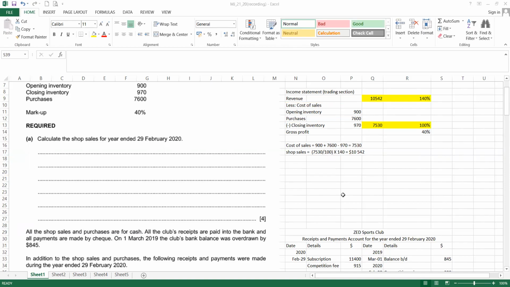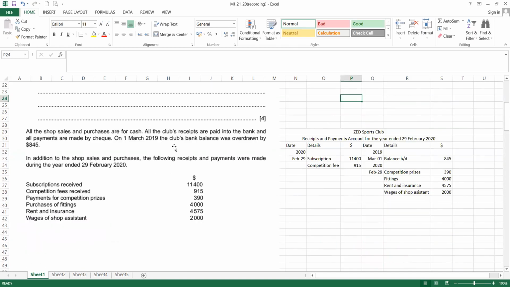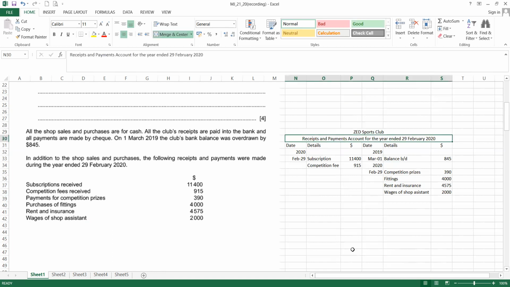Why in here does the question say that the club payment, first, they say that all the club receipts are paid into the bank, and all payments are made by check. But here they put cash. Here they say bank, because the receipt and payment account is cash and the bank. So both are put in together. It's just like a cash book. Basically, this one is just like a cash book.